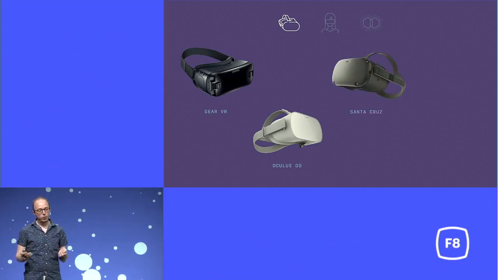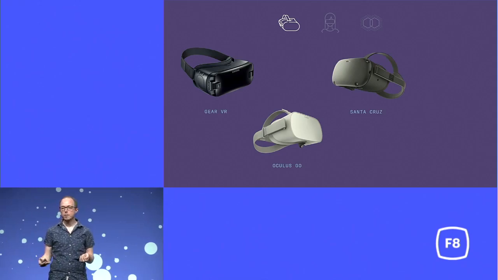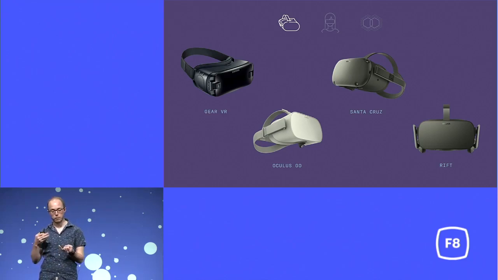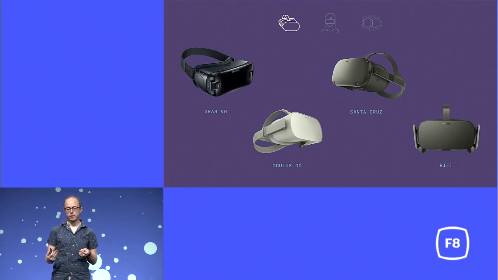And then on the right are the devices that track your position in the world. First of all, this one is a prototype device called Santa Cruz, and then the Rift. We develop for all of these, and each has different requirements for input, display, and the interactions. The goal of React VR is to hide these differences wherever it makes sense to do so.